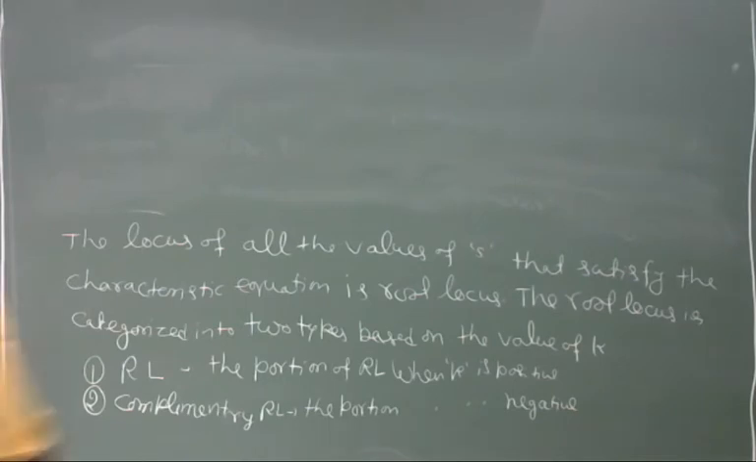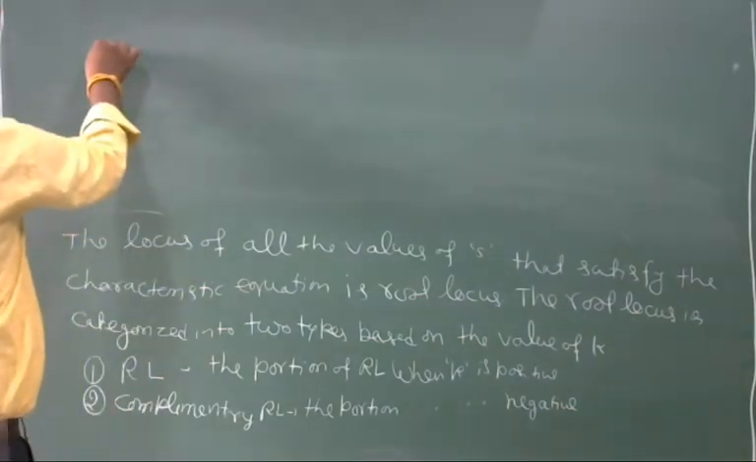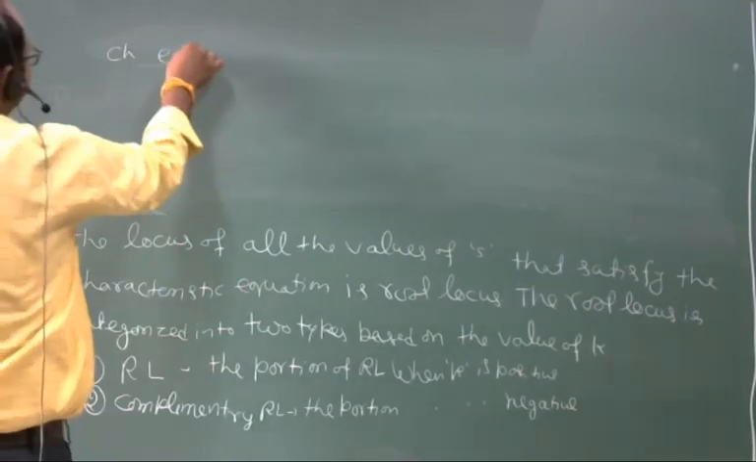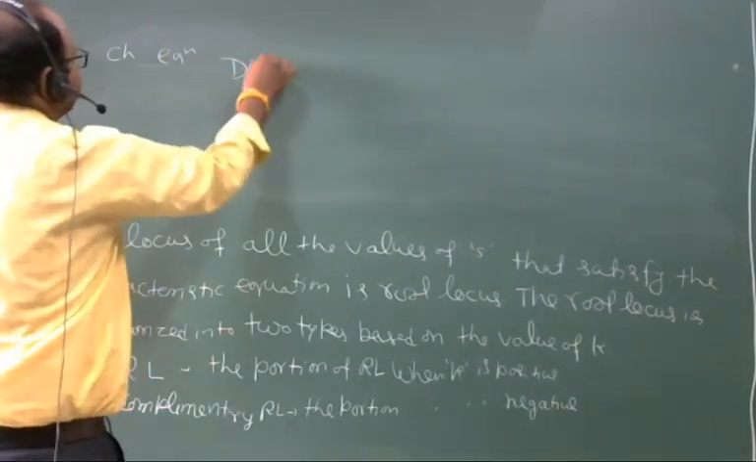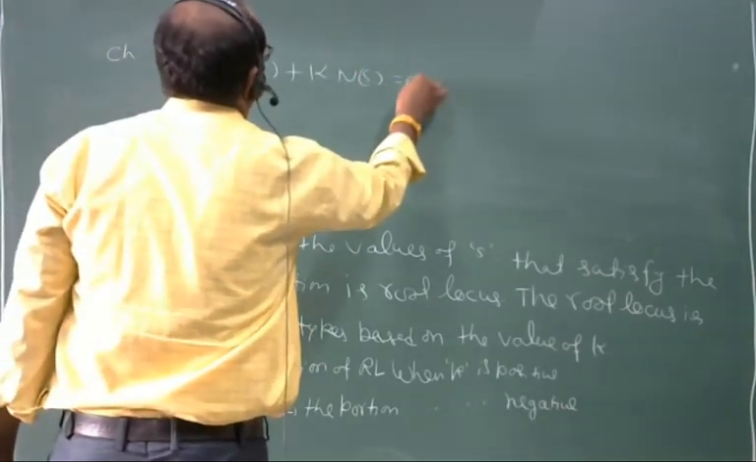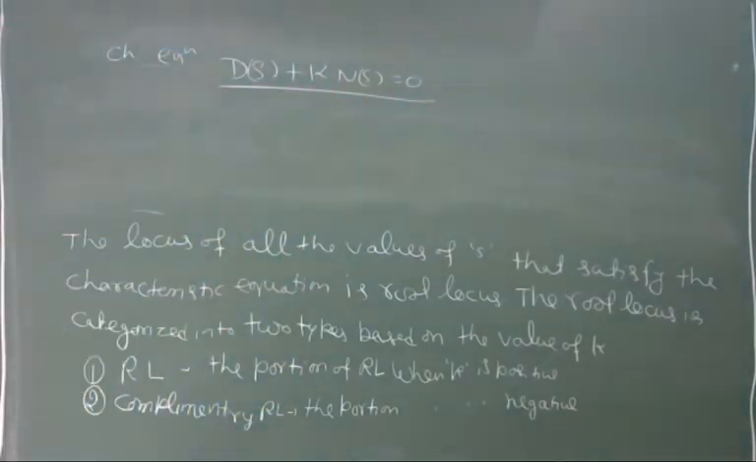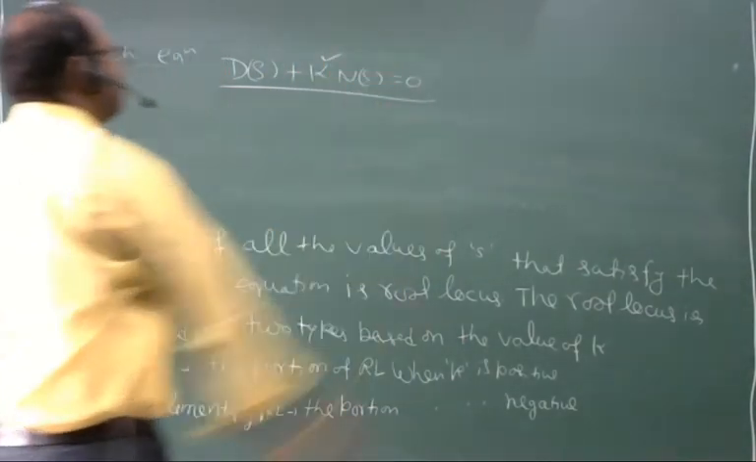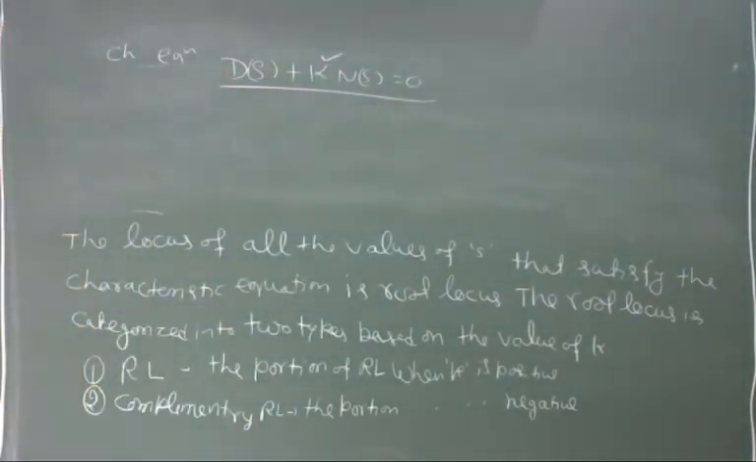Right? The characteristic equation is D(s) plus K N(s) is equal to 0, and this is the k which is the parameter that is being varied for the root locus. Right?